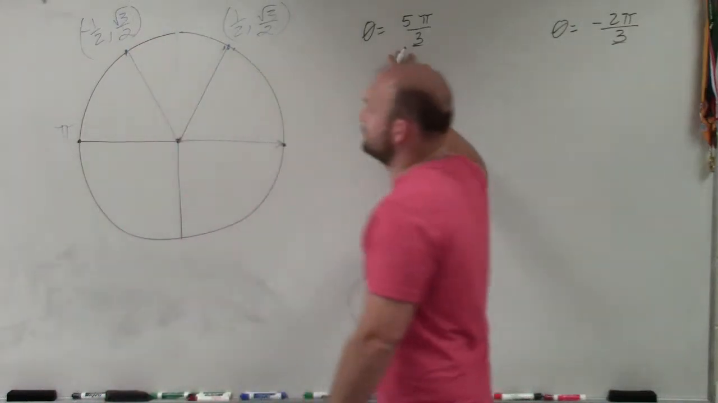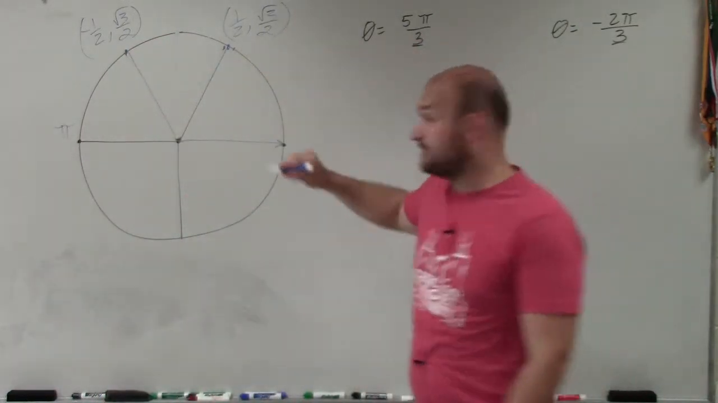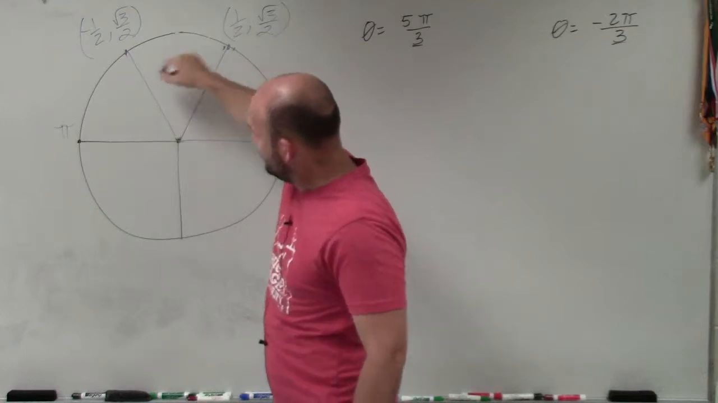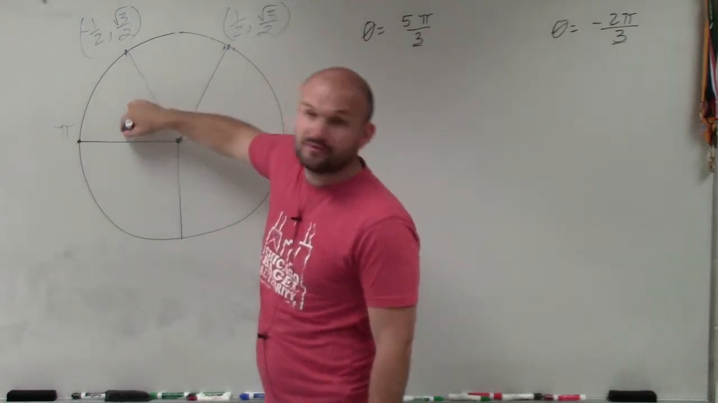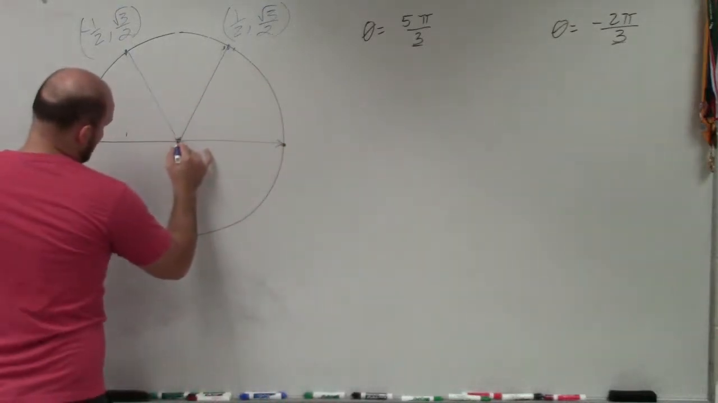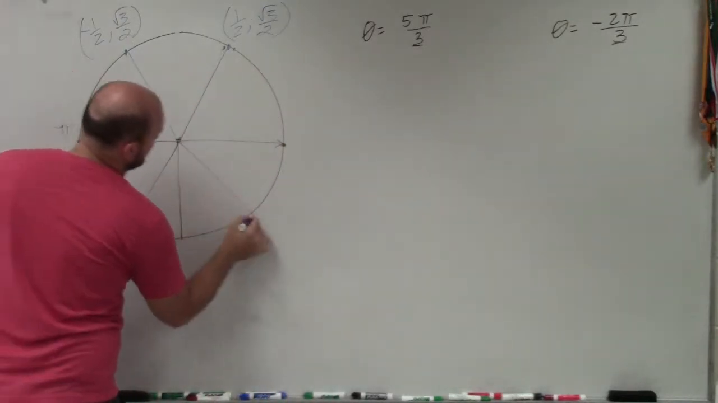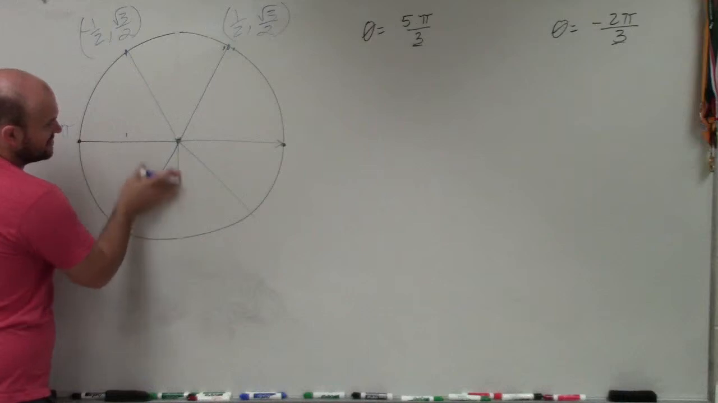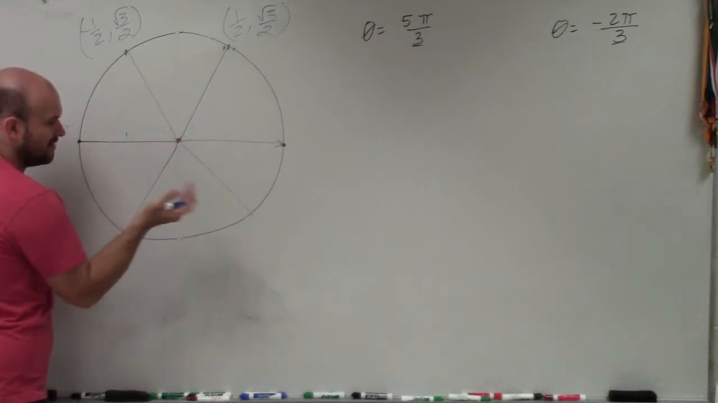Now we take a look at our first angle, and we see we have 5 pi over 3. Well, this would be 1 pi over 3, this would be 2 pi over 3, and this would be 3 pi over 3, or just pi. So I need to continue, right? Therefore, I'm going to break this up into thirds here. I'm just going to erase this just so it doesn't confuse me. It's still there, I just don't want it to confuse me.